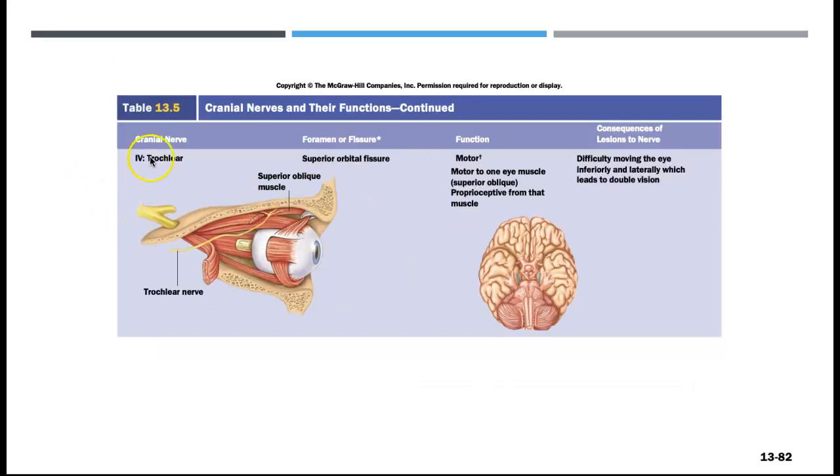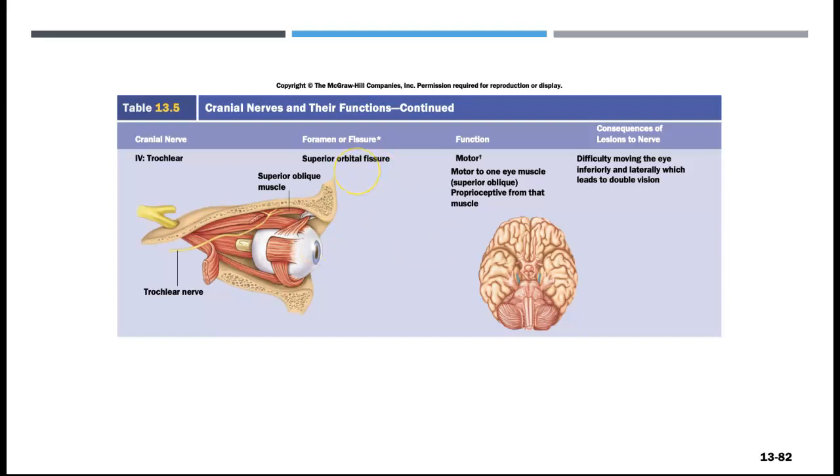Then we have cranial nerve number 4, also known as our trochlear nerve. This teeny tiny nerve is going to go and supply the superior oblique muscle by passing through the same thing, the superior orbital fissure, as cranial nerve number 3. And so this supply to our superior oblique muscle will give extrinsic motor control there. And then we also have proprioceptive information from that muscle.